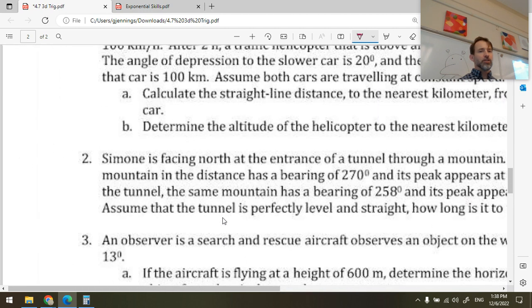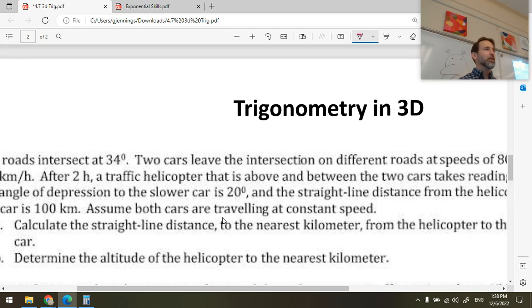Oh, and in the first question, it's not a helicopter. It has to be a UFO because it's like kilometers up in the air.